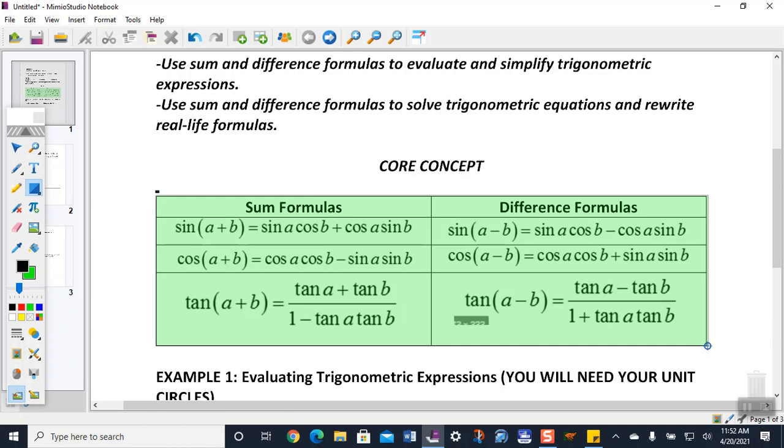Between sine A and cosine B, what operation really applies between those two trig functions? Multiplication. Now, the sum formula is on the left and the difference formula is on the right. Sine, cosine, tangent: which one of those looks like the most difficult to work with? Tangent. The tangent one's not going to be much fun. We'll work our way through that as we do stuff today.